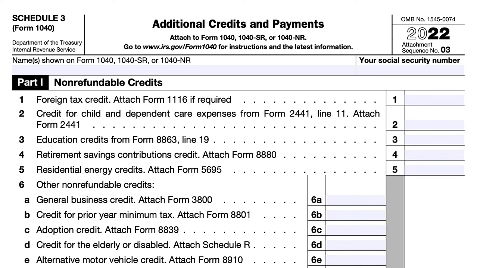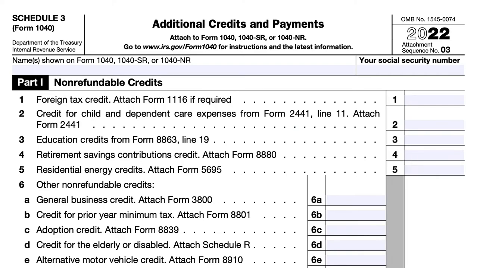Taxpayers will use Schedule 3 in conjunction with their Form 1040 if they have non-refundable credits to report to the IRS, excluding the child tax credit or the credit for other dependents. So if you have one or more non-refundable tax credits, or if you have refundable tax credits and additional payments that might result in a tax refund, then you will report them on Schedule 3.